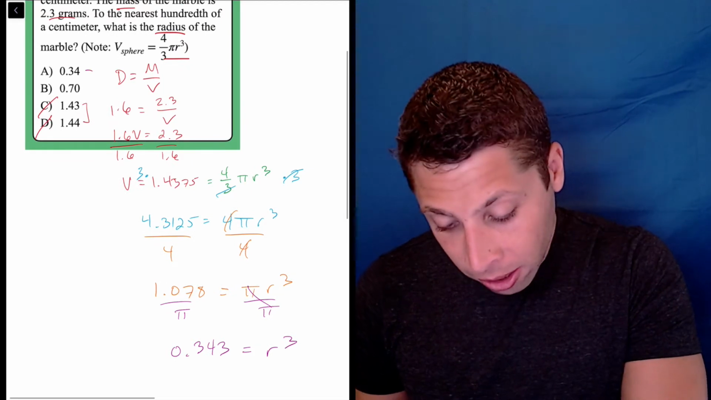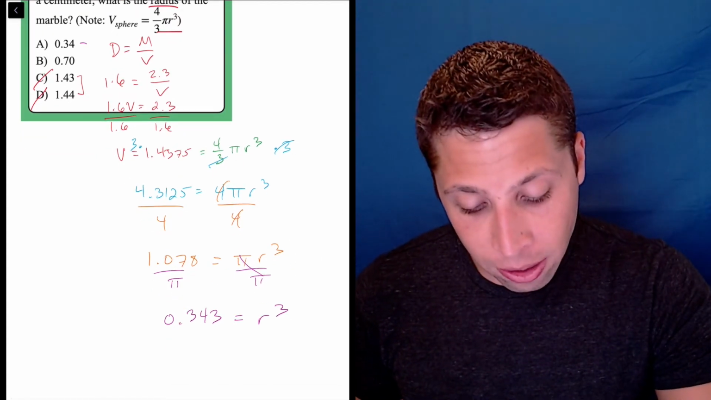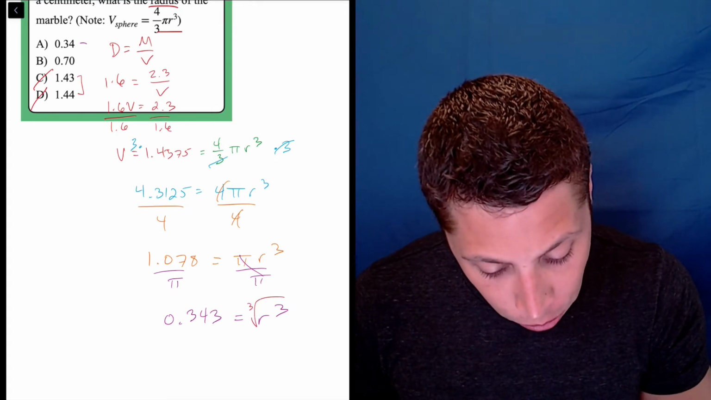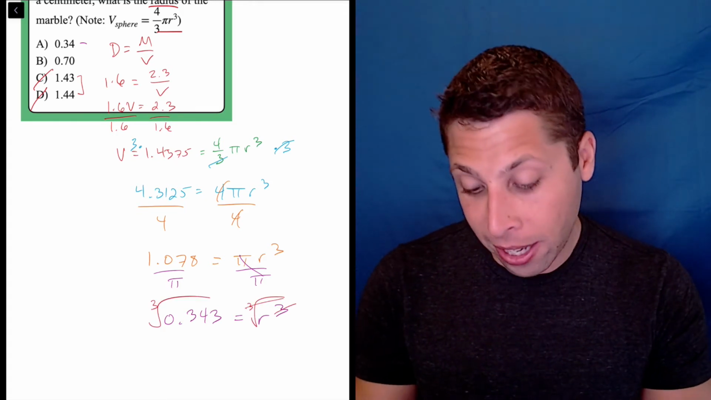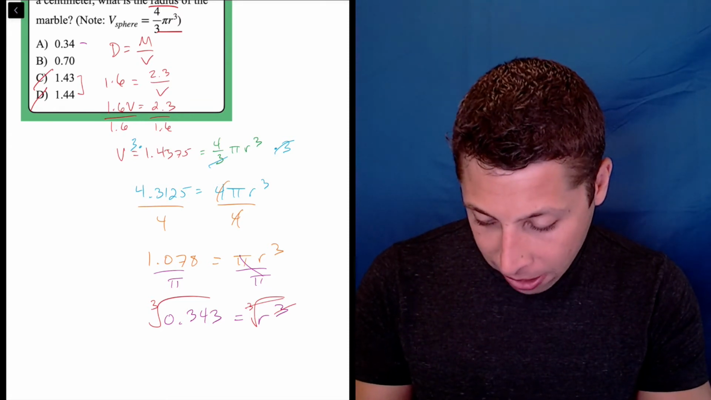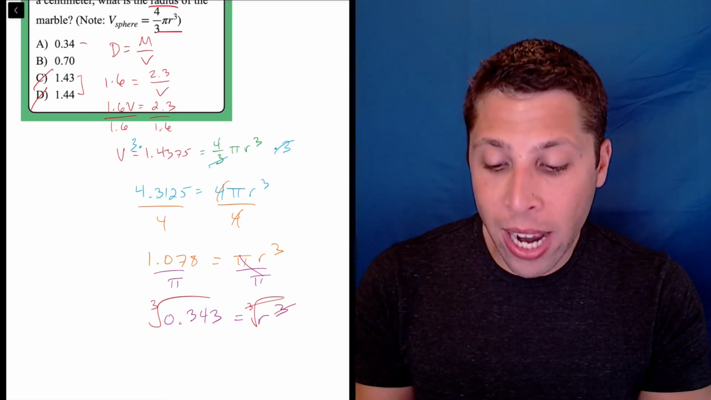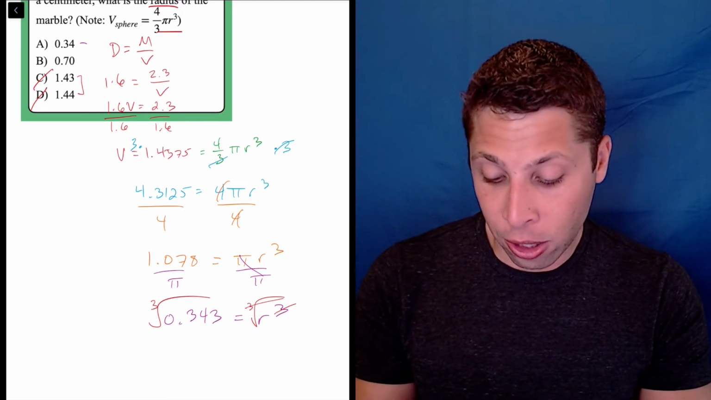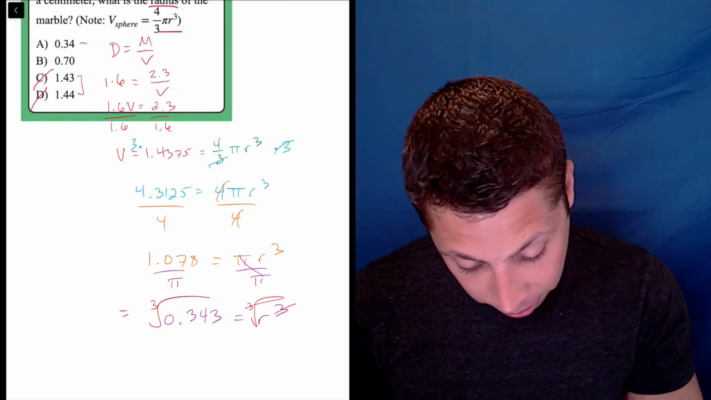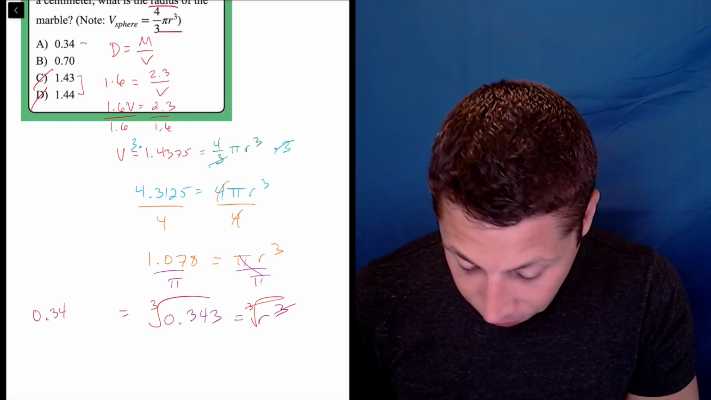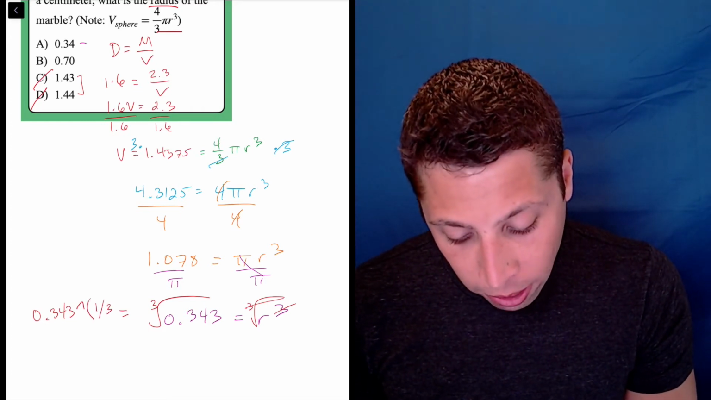Now that's an answer, but we're not done, right? We need to find r. This is r cubed, and so for this we can take the cube root of both sides. That's going to get rid of the exponent, and so hopefully you have that button here. I actually, in my calculator, here's what I do. I'm going to raise this answer to the 1/3 power. I'm going to show you how I write it in my calculator. So I would do 0.343, that little caret, parentheses, 1/3.